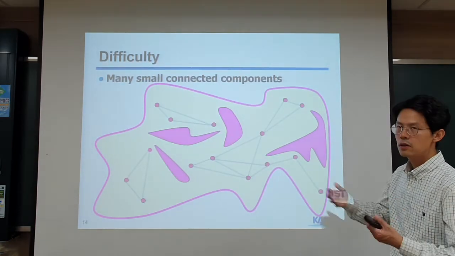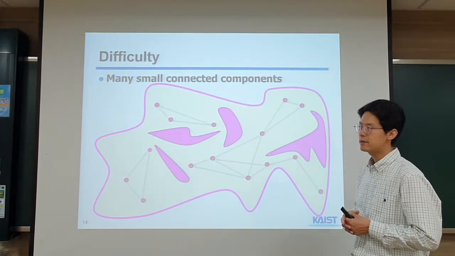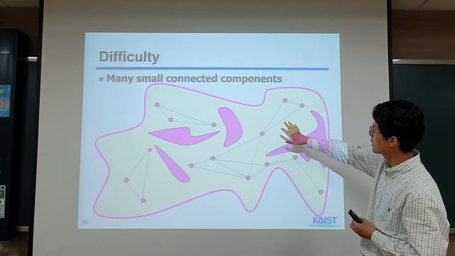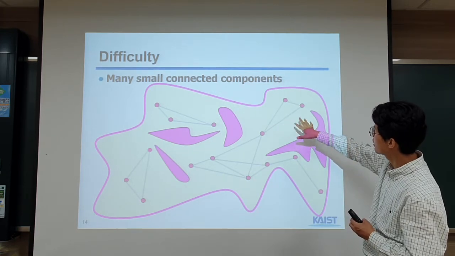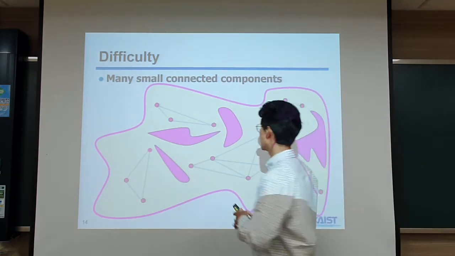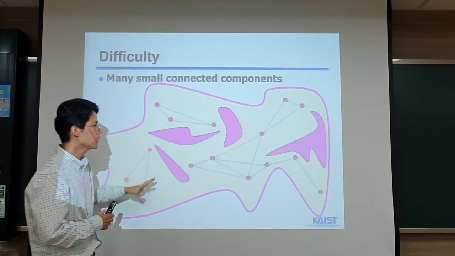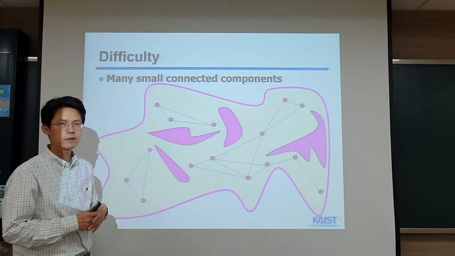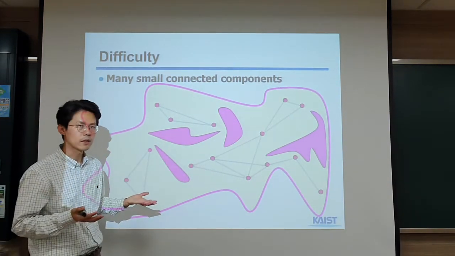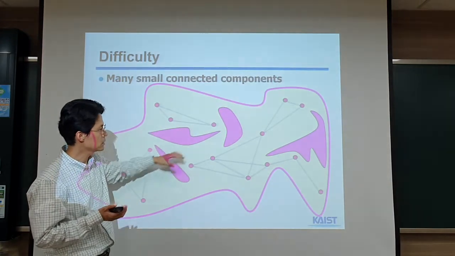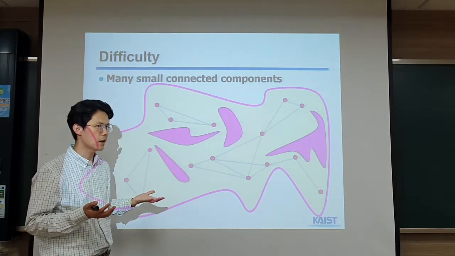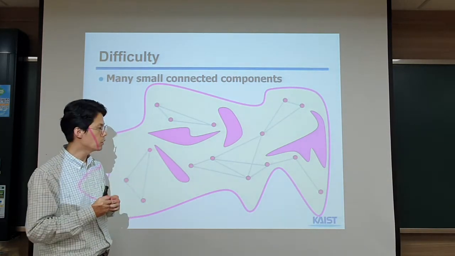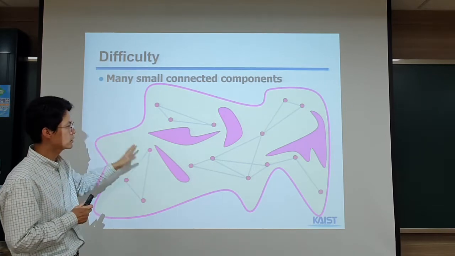But if you don't have many samples, we might have a roadmap like this. As you can see, there are many small disconnected graphs, right? There is one subgraph, another subgraph, and it is very difficult to compute a path from here to there. If we don't have many samples and there are very narrow passages, then with the simple technique of generating random samples and computing local paths among these nodes, we might not be able to generate a well-connected graph.